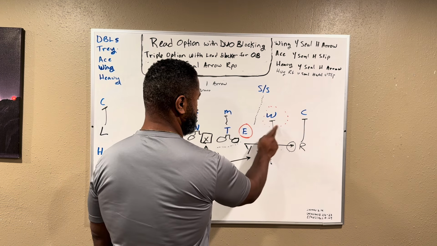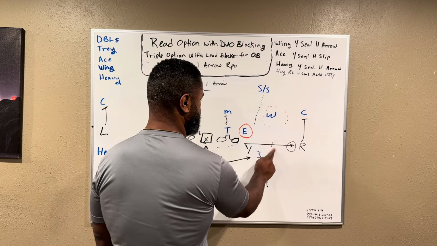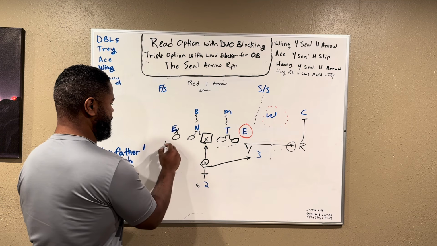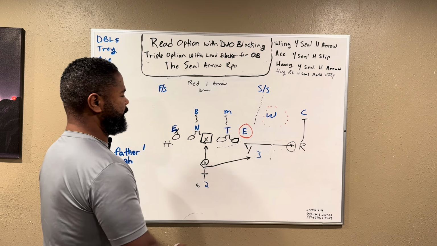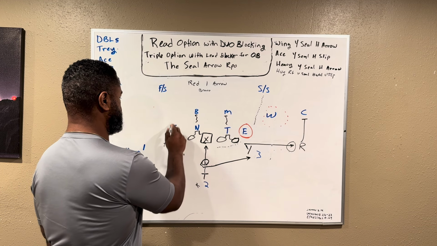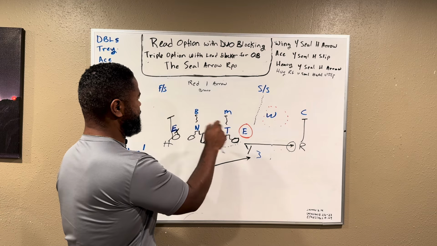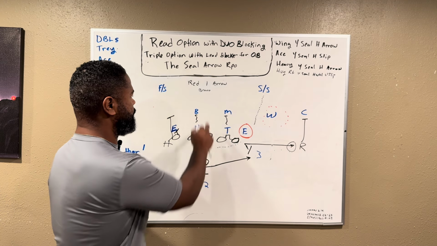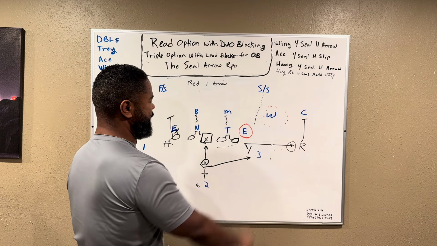So now let's say we get into our 12 personnel formation. So we bring the H back in. Boom. 12 personnel, guess what? Nothing changes. Same exact read. So now we're going there. Still arrow, so this would be ace. So ace right, red 1, arrow.